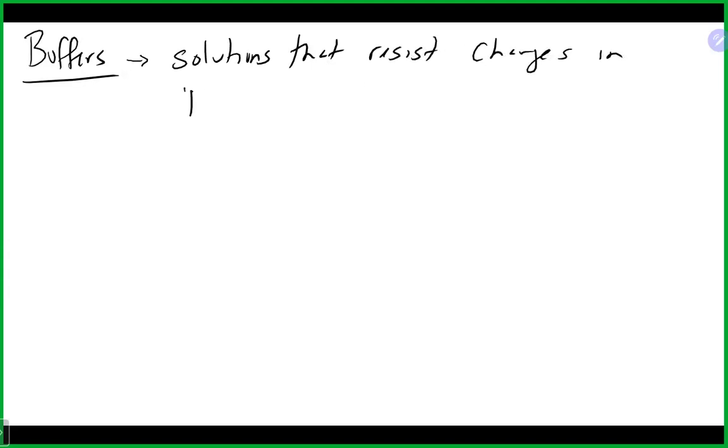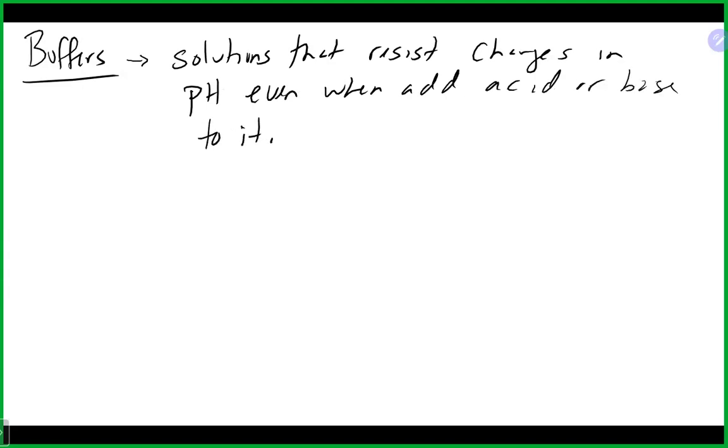Buffers, which you also will not see again probably until 1B, are basically solutions that can resist changes in the pH even when you add acid or base to it. And really, we'll call it big changes to the pH. So there are solutions that can resist really big changes to pH if you add acid or base to it.